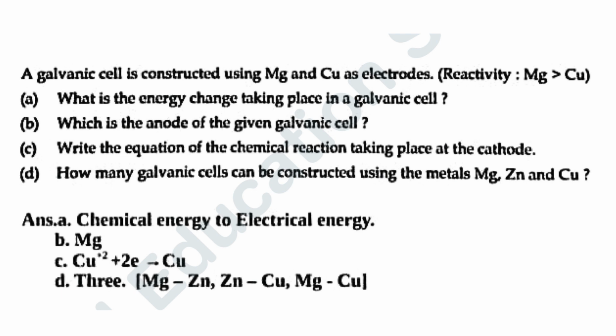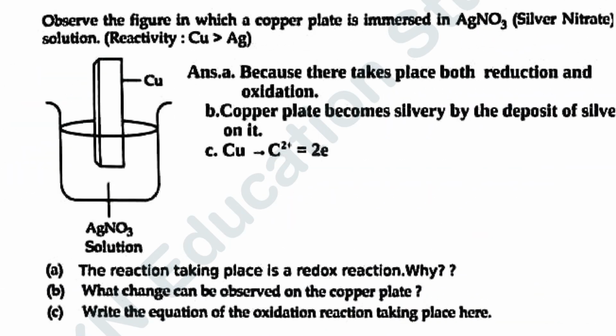Next question, how many galvanic cells can be constructed using the metals magnesium, zinc and copper. Answer is 3. That is magnesium and zinc combination, then zinc and copper combination, and magnesium and copper combination. Next question. Observe the figure in which copper plate is immersed in AgNO3, that is silver nitrate solution. Please note reactivity of copper is greater than silver.